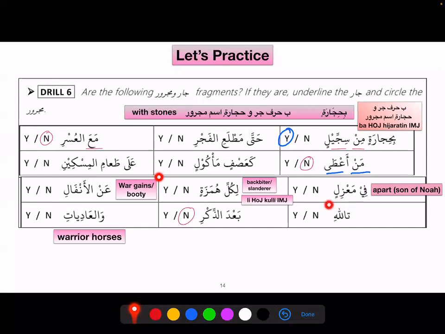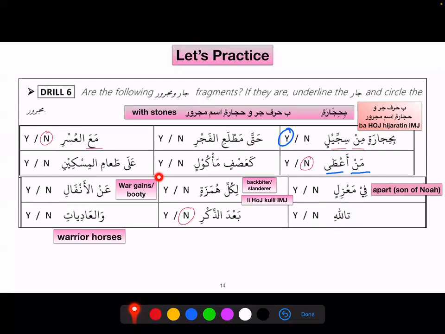Fi is a harf of jar and ma'azilin is a majrur. Okay, then we have tallahi. Yes, the harf of jar. Allah is a majrur. The word Allah, lafzul jalala. Yes, it's a majrur over here.